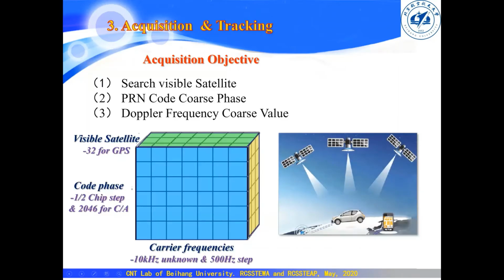First is acquisition. Acquisition means how to find the satellite. For example, when you turn on your receiver, you don't know which satellites are above your head. You don't have any idea where they are. So what you do is search for which satellites are visible, to find where they are.